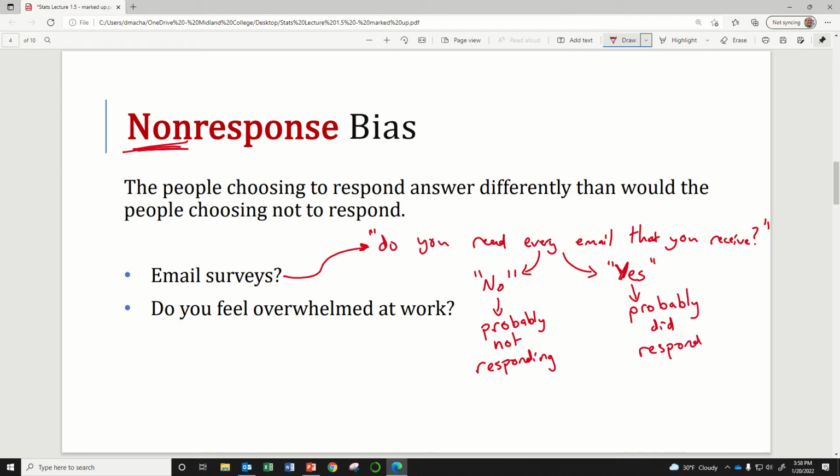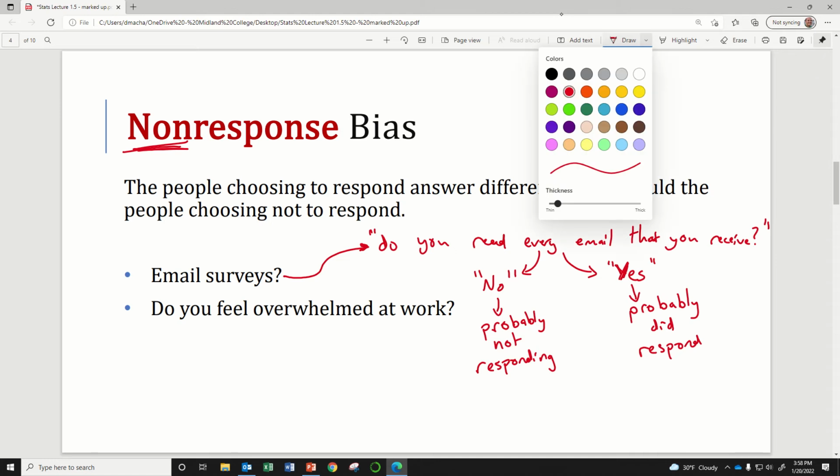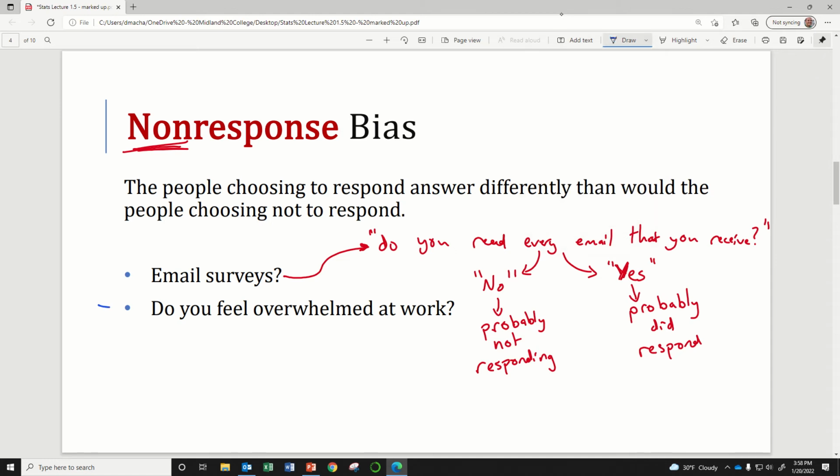So it's not that you sampled the population incorrectly. It's just that some people chose to respond and some people chose not to respond. Likewise, if you were a consultant going around a workplace and you want to ask the employees of the workplace, do you feel overwhelmed at work? And maybe as a way to respond to the survey, you give the employees some instructions, like if you feel overwhelmed at work or if you don't feel overwhelmed at work, please fill out this form and take it to the front desk and drop it off before 5 p.m. today or something like this.